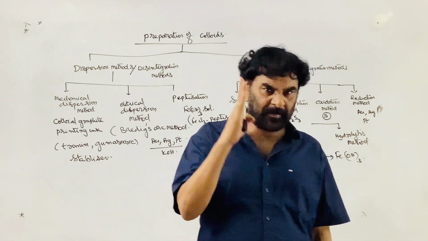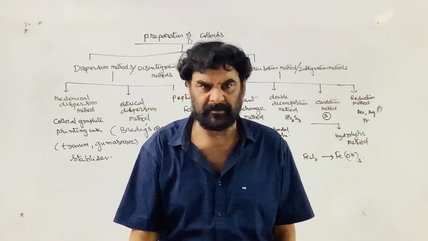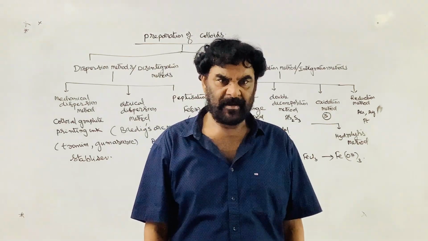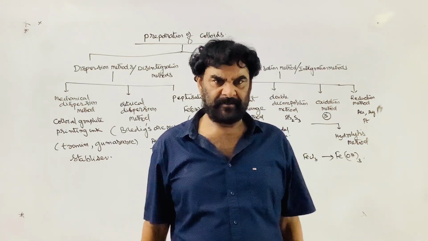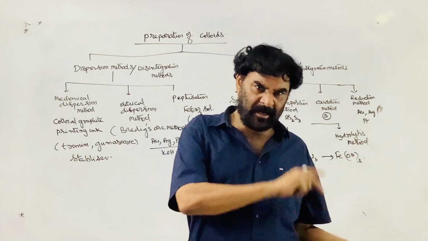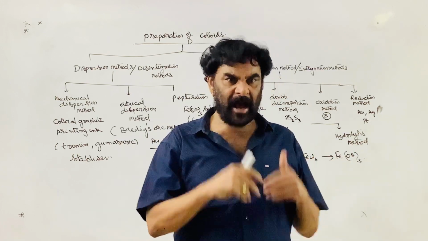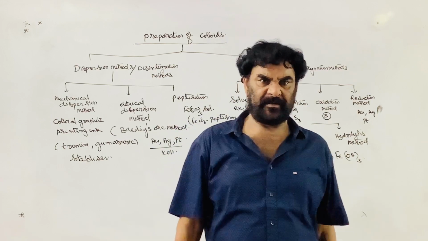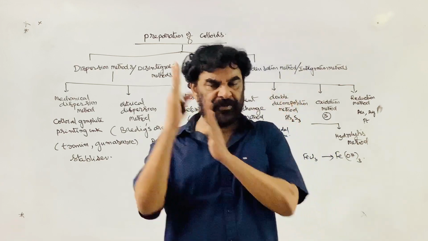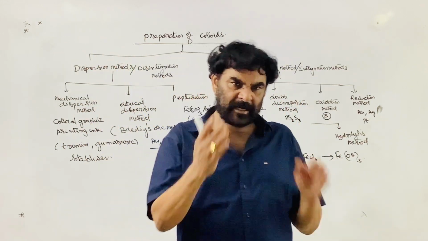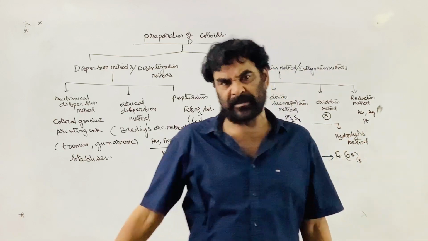A colloidal system is considered a heterogeneous system. There are two phases: one is the dispersion medium and the other is the dispersed phase. The dispersed phase is equivalent to the solute. The dispersion medium is equivalent to the solvent.